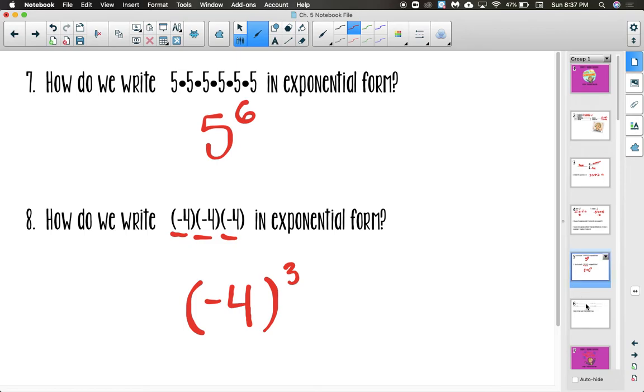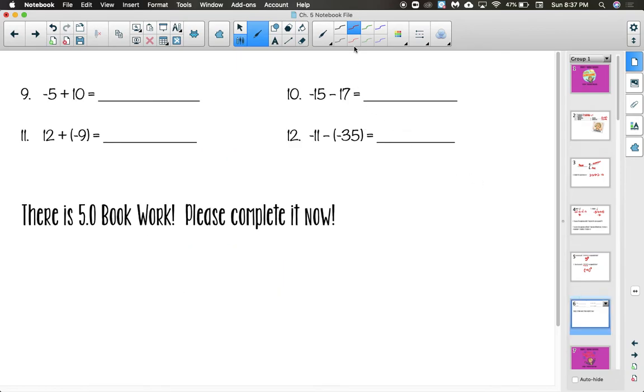Okay? Last but not least, we have a couple example problems. Just refresh us from chapter 3. -5 plus 10, we've got more positives than negatives, so we're going to get a positive answer. We subtract because we're making 0 pairs. 10 minus 5 is +5.